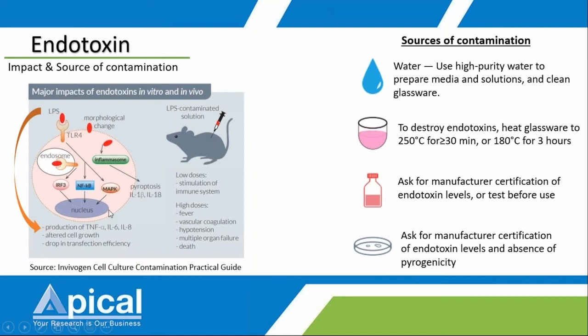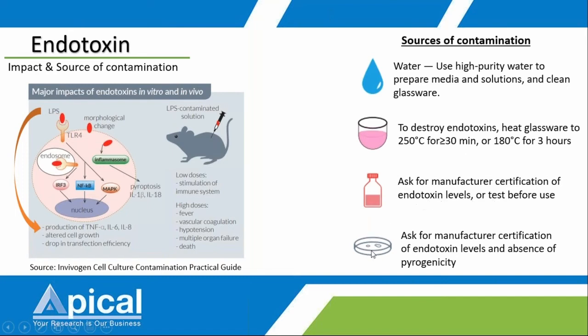Now, what are the sources of contamination? Like what I said, it usually comes from your lab waste. Make sure that the water you use is highly purified water to prepare media and solutions. Use clean glassware. To destroy endotoxin, you can heat the glassware at 250 Celsius for more than 30 minutes or at 180 for 3 hours. This is one way to destroy your endotoxin, and you can always ask your manufacturer to make sure that whatever media or cell lines you buy are free from endotoxin.